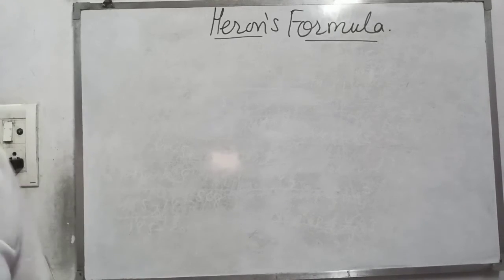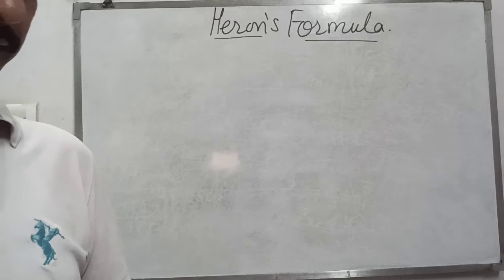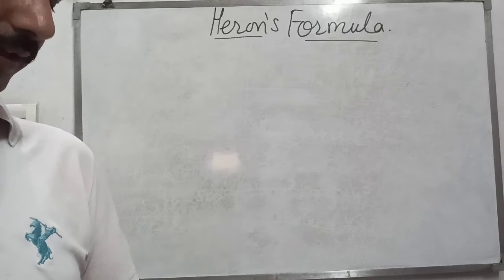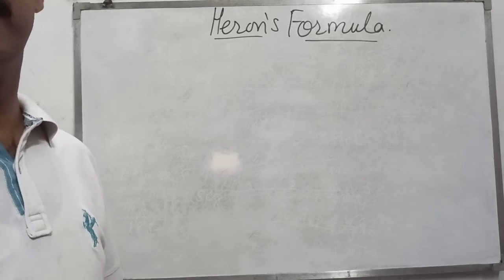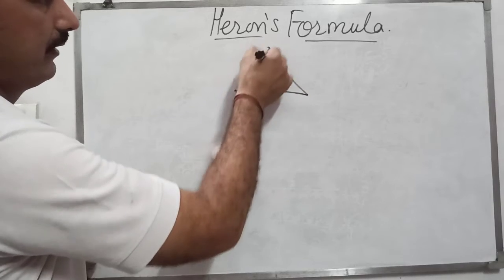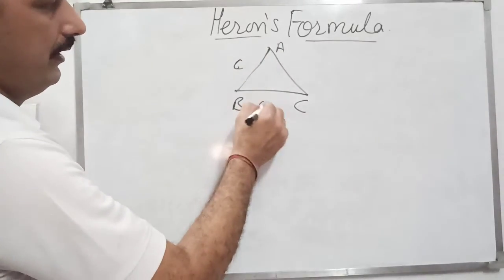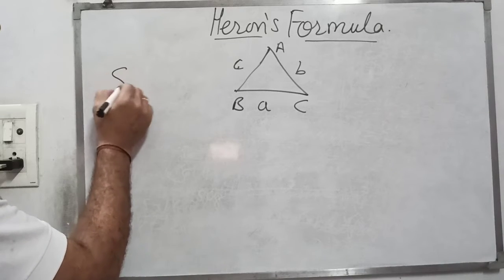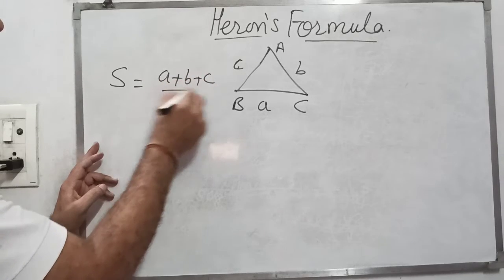Heron's formula was given by the Greek mathematician Hero of Alexandria around 65 AD, right? For the triangle ABC, the sides are A, B, C. First we find S, which is called the semi-perimeter, that is A plus B plus C upon 2.